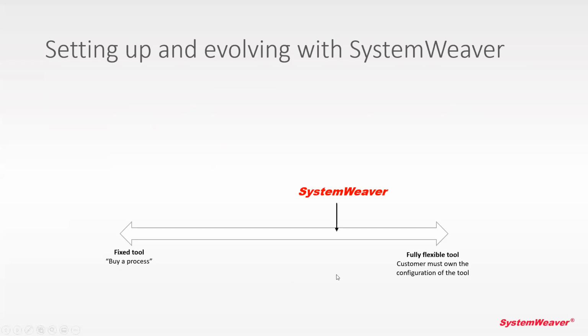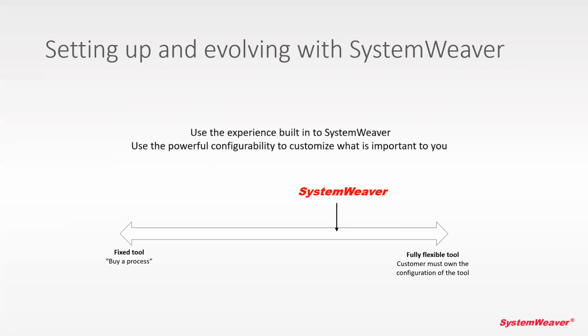And SystemWeaver is somewhere there, more towards the flexibility, which means that, as you will see today, there are ready solutions, for example, for functional safety, which can then be configured in the context and the work process of a customer when it is instantiated. So you can use this 20-year experience as a starting ground, and then develop and adapt those solutions to your company's needs.